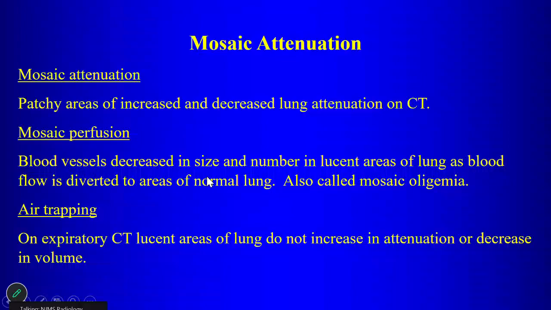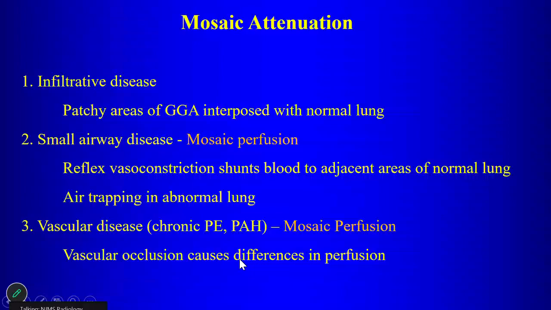That means the blood vessels are decreased in size and number in the lucent areas because the blood flow has been diverted to the areas of normal lung. Right? So we can see that with air trapping, or we can see that with vascular disease, commonly chronic thromboembolic disease. If it's air trapping, then you would expect on your expiratory CT that the lucent areas of lung would be more prominent on expiratory CT, and that can help you to differentiate air trapping from underlying vascular disease.